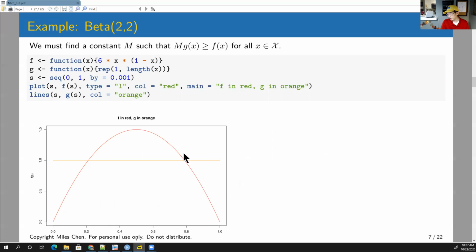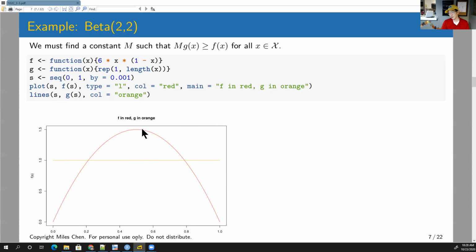So f of x, the beta 2 distribution, has this PDF in red, and the uniform distribution has this PDF in orange. If I integrate both of these, the area underneath the orange line is equal to 1, and the area underneath the red curve is equal to 1. Now what we need to do is find a value of m to multiply by g. The uniform is g, and we need to multiply this by m so that the function m times g is greater than f everywhere.